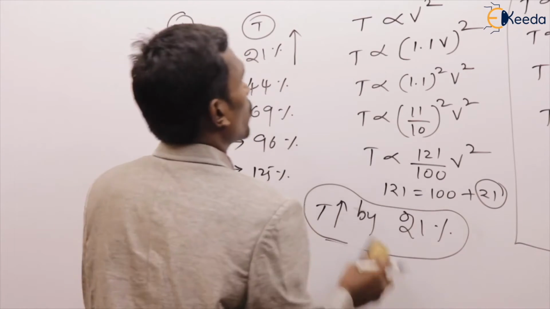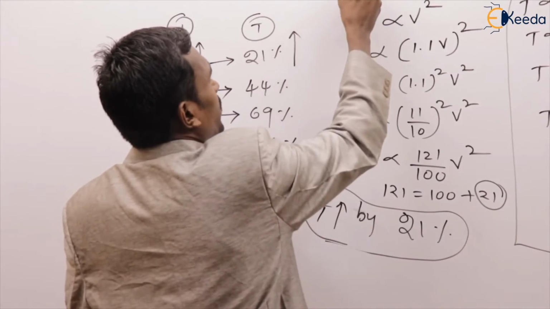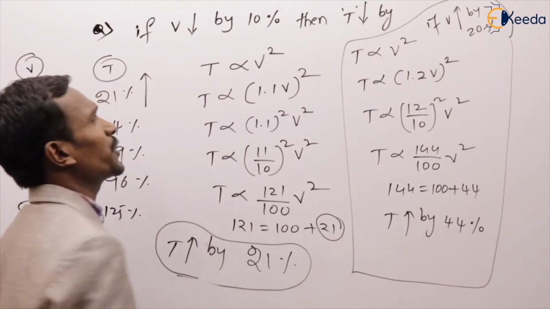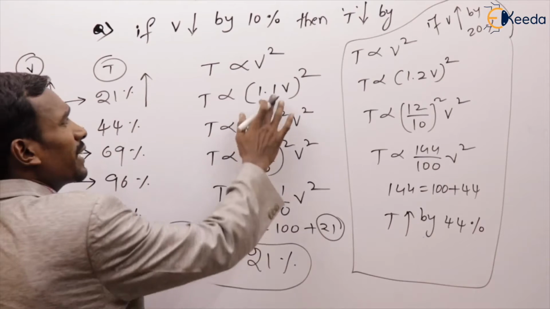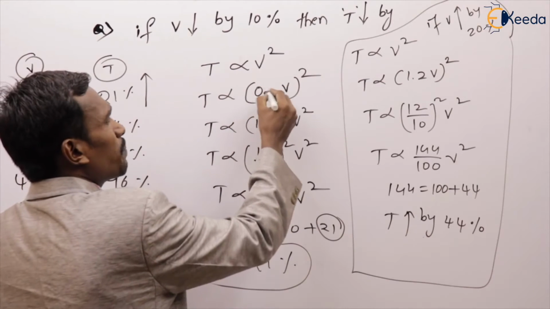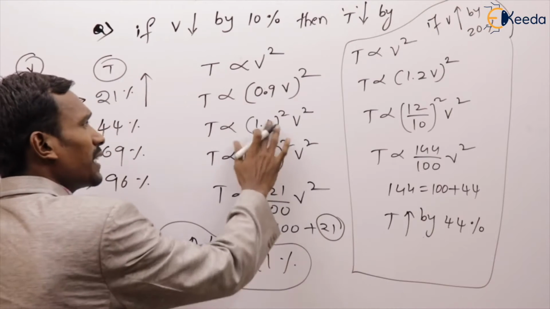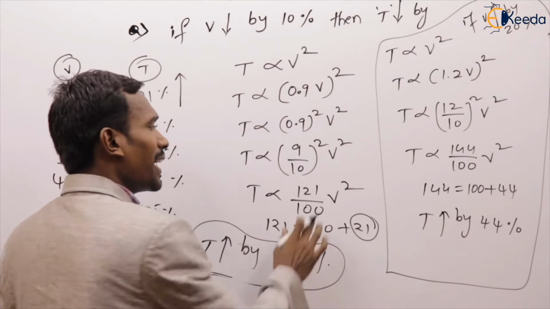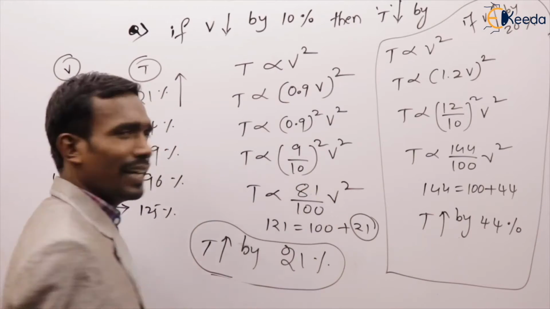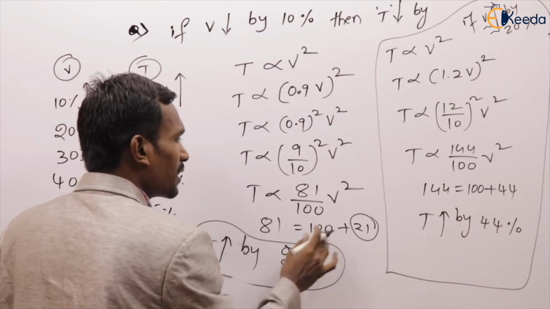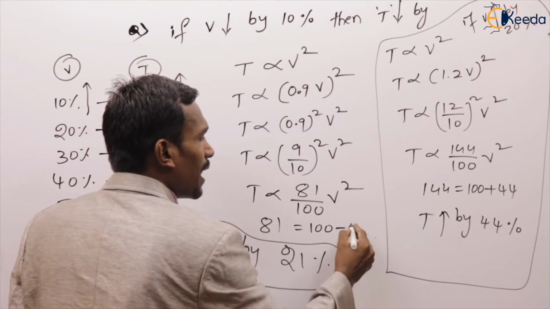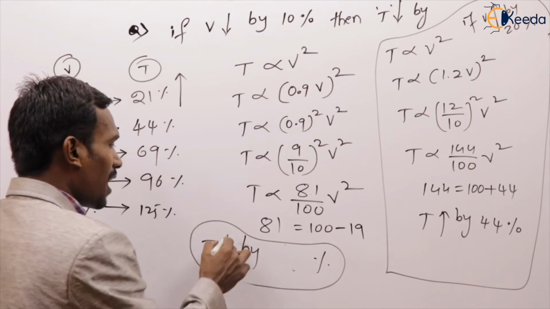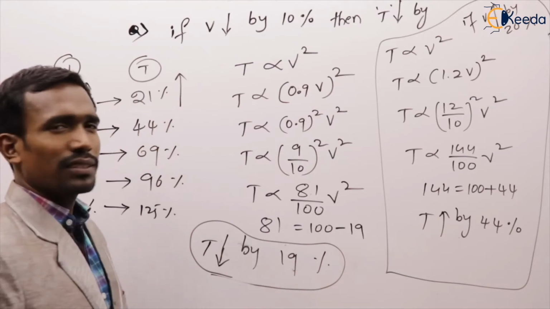For example, if voltage reduced by 10%, then torque reduced by what? If it is increased, 1.1; if it is decreased, 0.9, nothing but 9 by 10. 9 by 10 square is 81 by 100. 81 is nothing but 100 minus 19. Hence, the torque reduced by 19%.